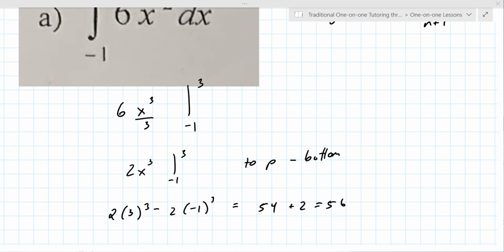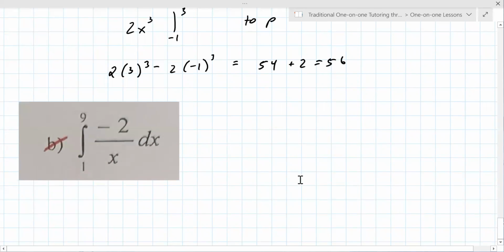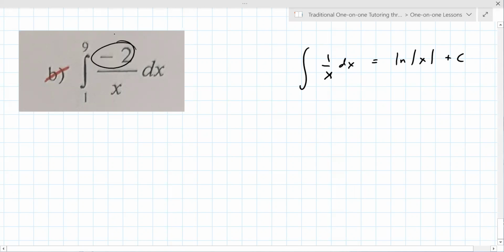So if you haven't gotten to this part of the course yet, you will be shortly. You're doing more integration, but you only have a finite set of integrals that you know how to do, and you have to start making them look like this. So the one that you know how to do is 1 over x. The antiderivative of this is the natural log of the absolute value of x. But this doesn't look like that. See how this -2 is there? You want to bring that out. So it's -2 integral 1 to 9, 1 over x dx.